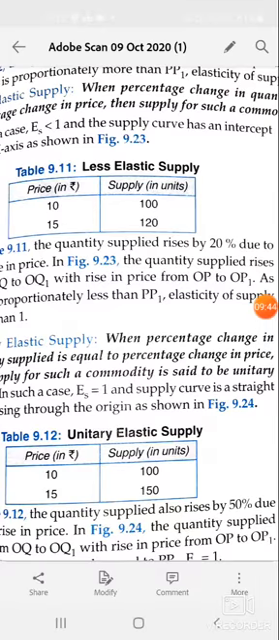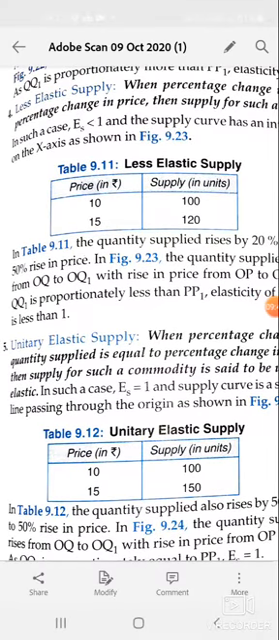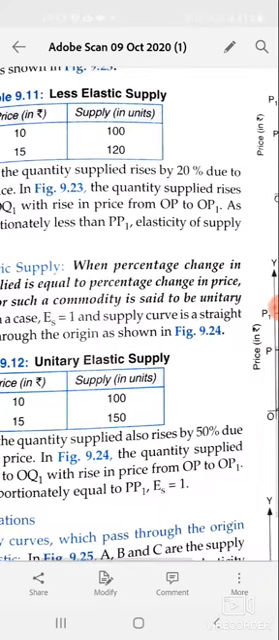In unitary elastic supply, both percentage change in supply and percentage change in price become equal. If price is changed by 100% and the supply is also changed by 100%, if the ratio of both is equal, then 100% upon 100% is equal to 1. Then if the exact value comes to 1, then it is called the unitary elastic supply.